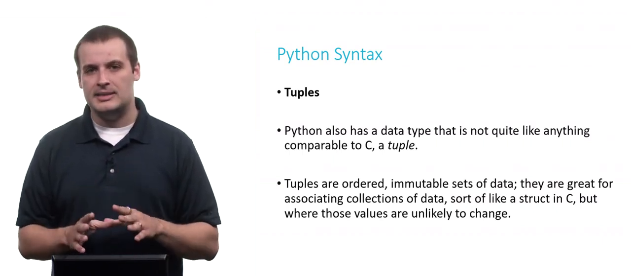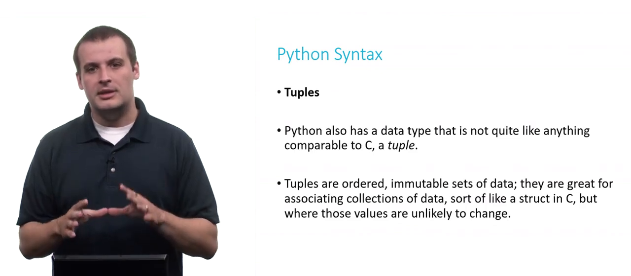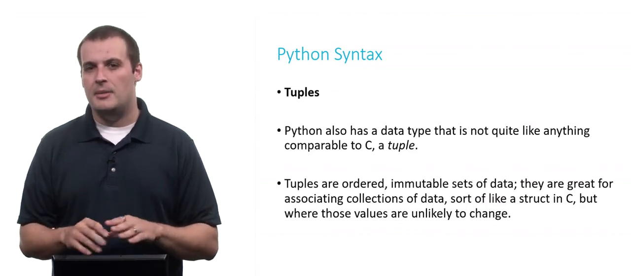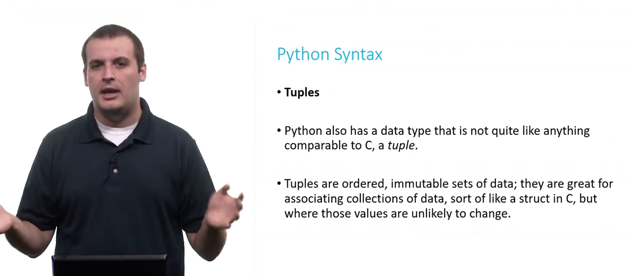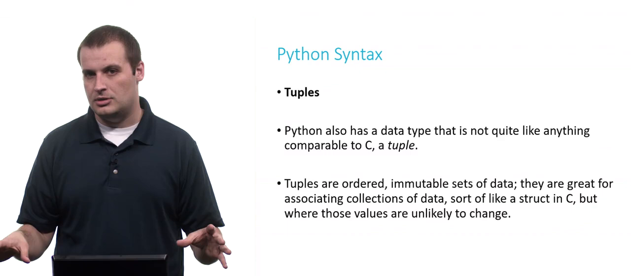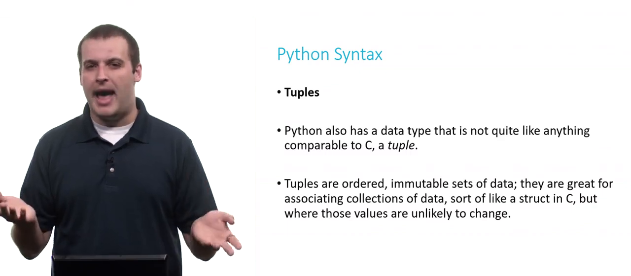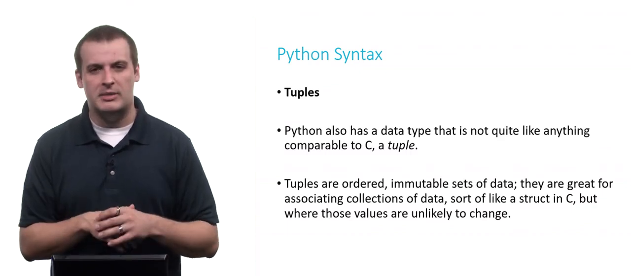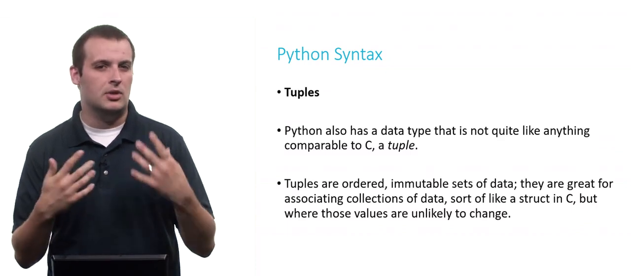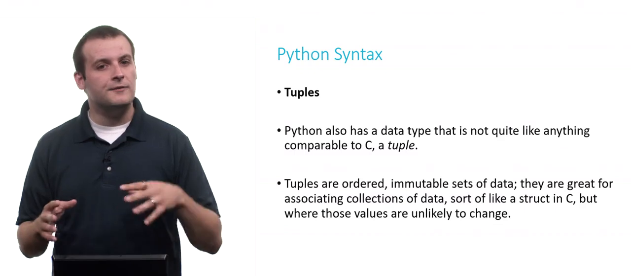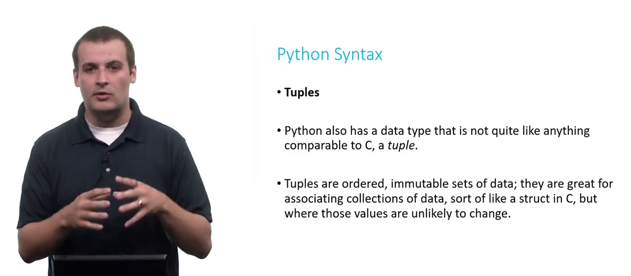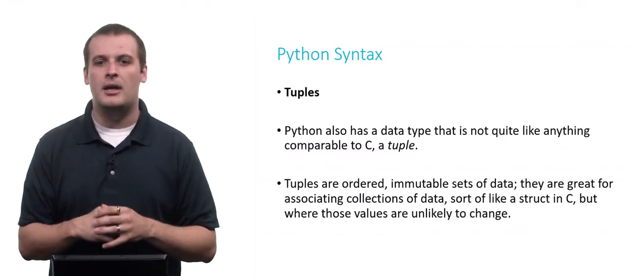So what a tuple is, it is an ordered, immutable set of data. Basically what we're saying here is we have a collection of a couple of things that we will never change, but the order matters. And we'll take a look at an example in just a moment of what a tuple might look like, or what a list of tuples might look like, and why we might want to work with them. But they're really good for associating collections of data.